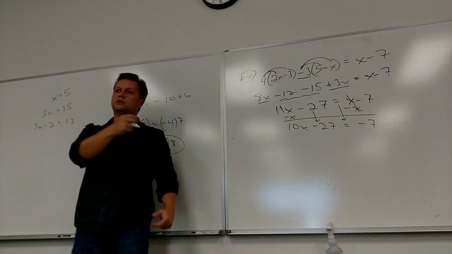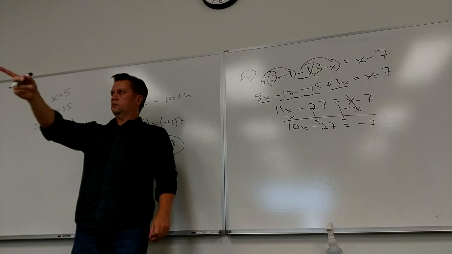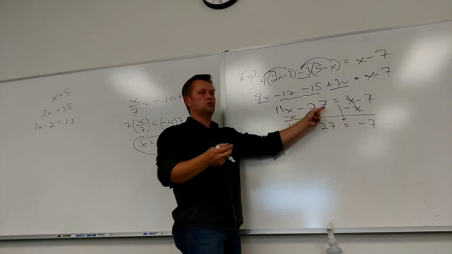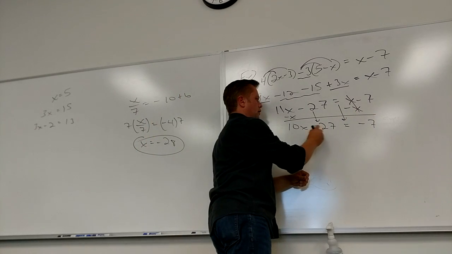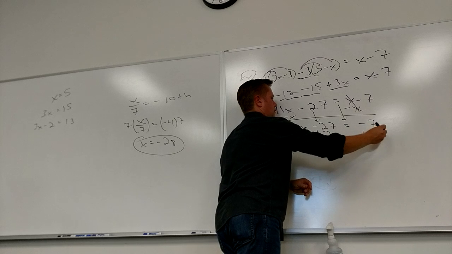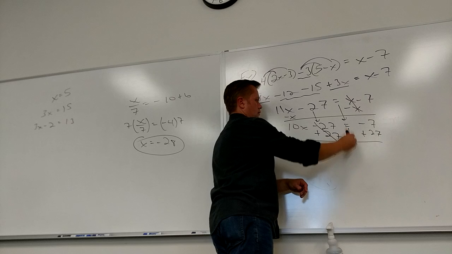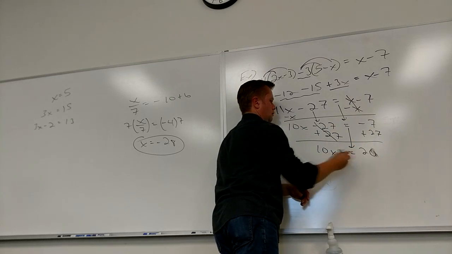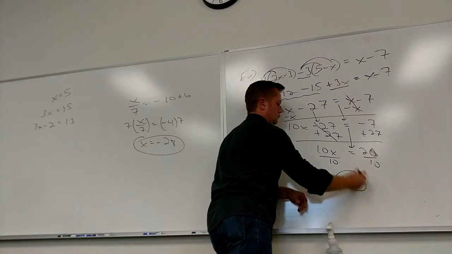So which way do the numbers have to go? I have to add 27. I make the first choice, but then the second is made for me. I have to move the numbers that way. You get 10x equals 20. You divide that by 10 and x equals 2.